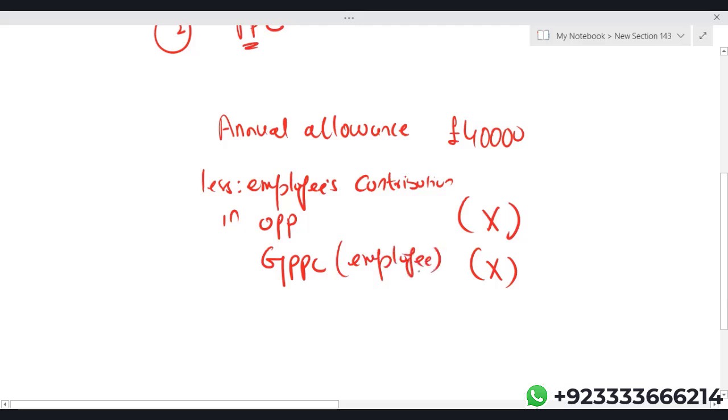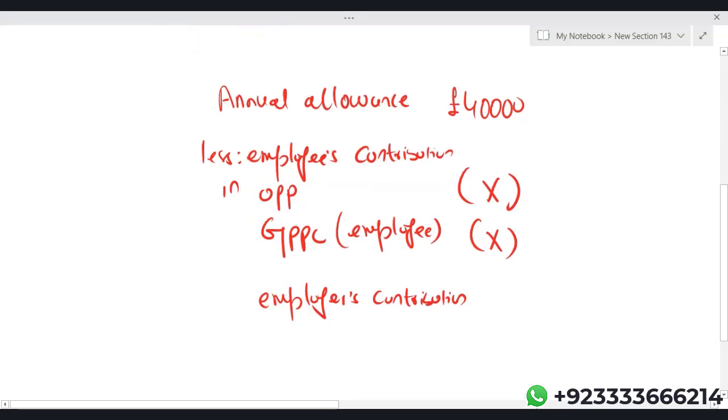There's a possibility that your employer is very nice towards you, and let's say the employer is also contributing for you in the occupational pension plan, and maybe in PPC as well. Number one, when the employer contributes for the employee, that is an exempt benefit for the employee. But the employer's contribution also consumes this annual allowance limit. So less the employer's contribution.